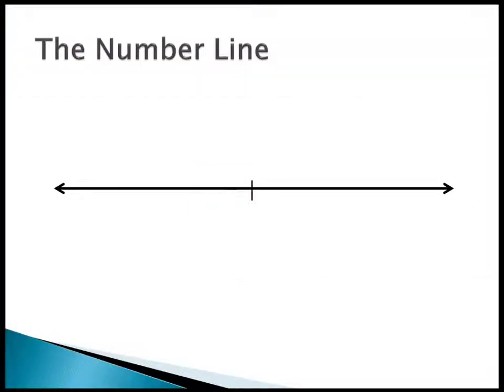Okay, so just a quick review of the number line. You may recall that the number line has the number 0 on it, and then we can keep counting up from there to 1, and 2, and 3, and 4, and so on and so forth, and we can count down from there to -1 and -2 and -3 and so on and so forth.